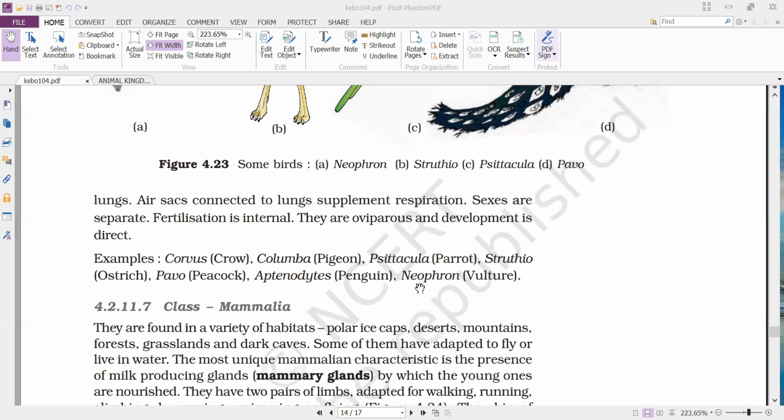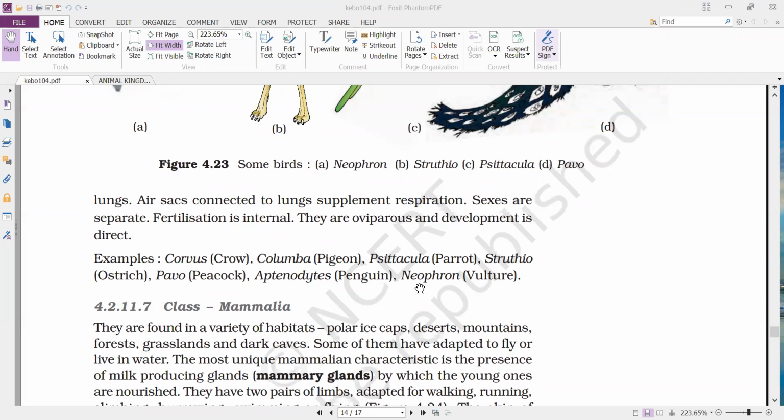Next, the sexes are separate. That means we'll find male birds and female birds. Next, the fertilization is internal. That means the fertilization takes place inside the body of the female organism. After fertilization, the bird lays eggs. That's why they are called oviparous. And the development is direct. That means we don't find larval forms.